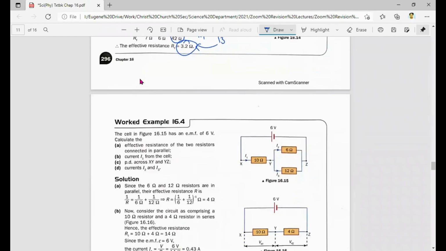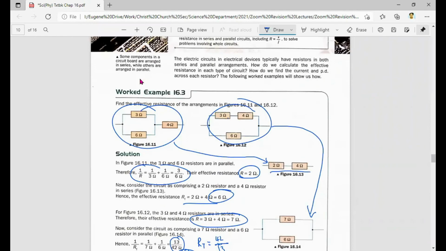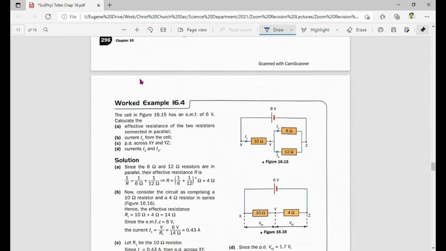Now 16.4 is obviously the more typical one that you will see in your exam paper. The previous one was purely resistors only. The one that you normally see has the voltmeter and the current flowing through, and that's where the main problem comes. So let's look at this carefully.